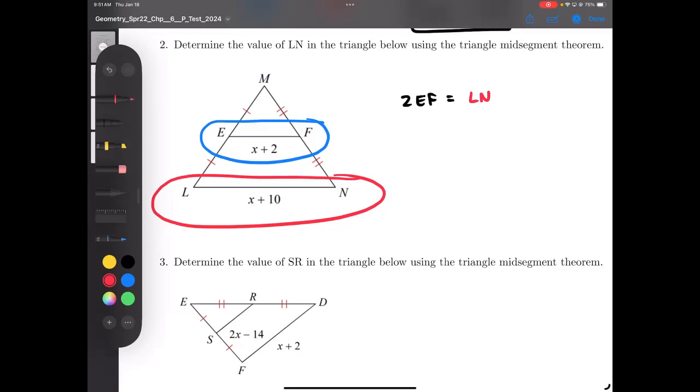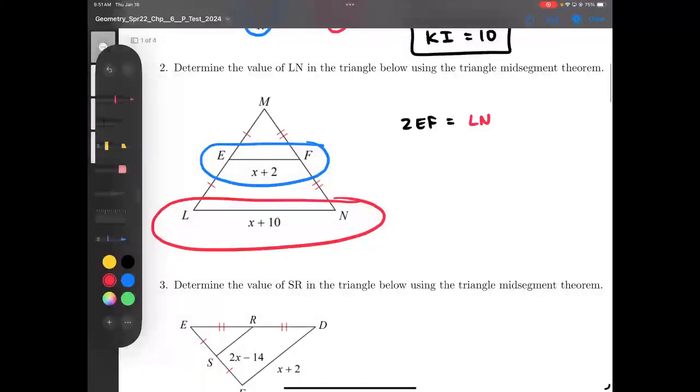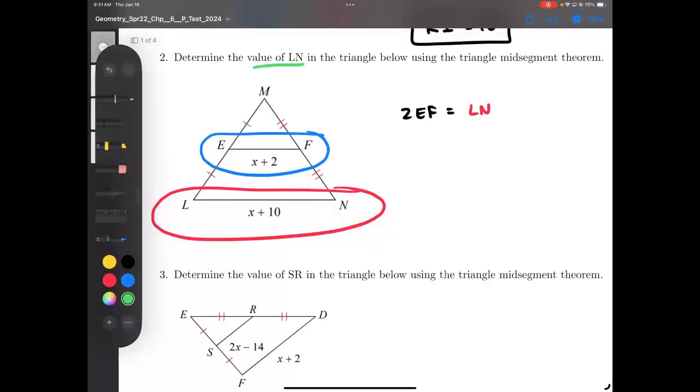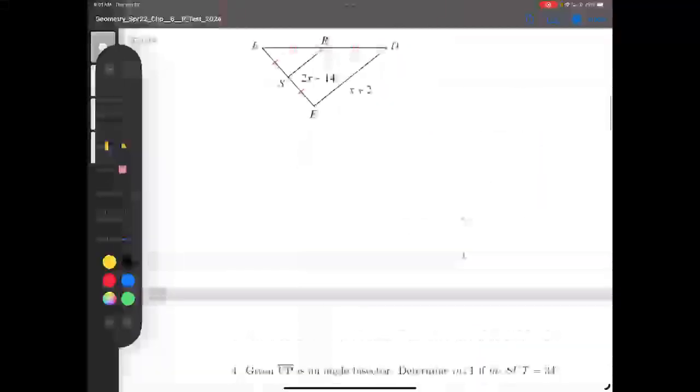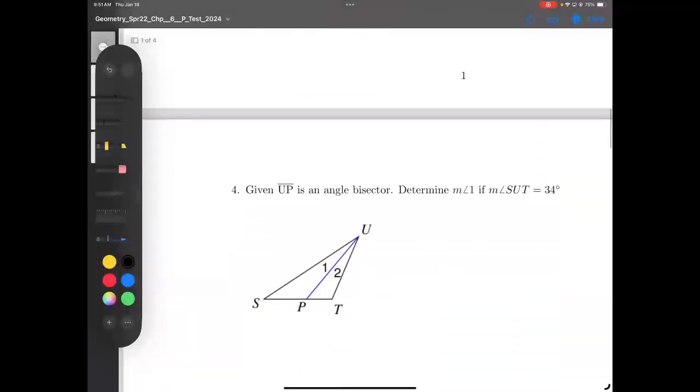And then once you find x, please be very careful because I will change it up. Find the indicated length of whichever segment I ask you to. So on the test or on the quiz, I can ask you to find EF instead of LN. So please read. Okay. 3 is very similar, right? So I'll go to 4.